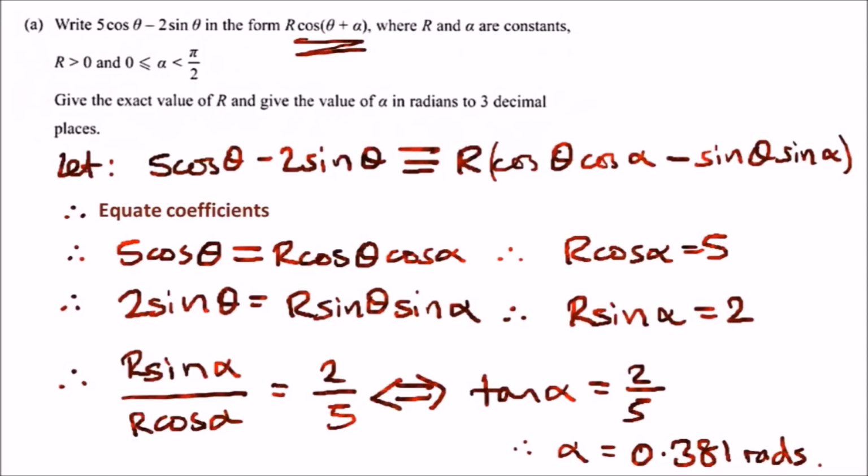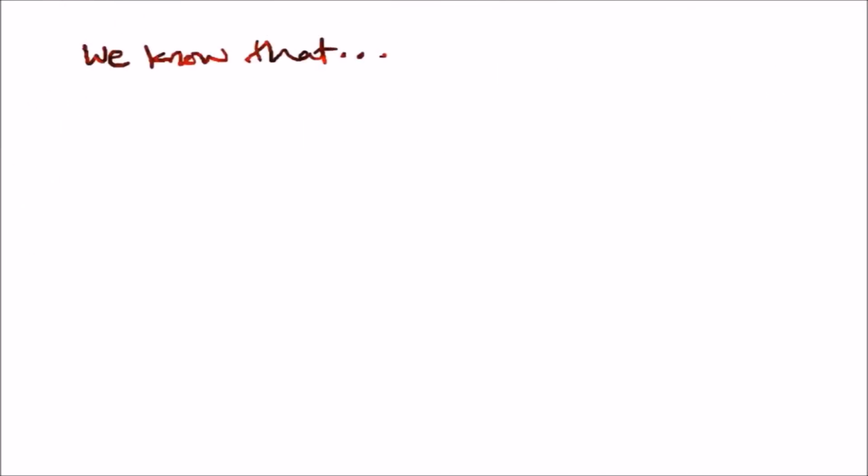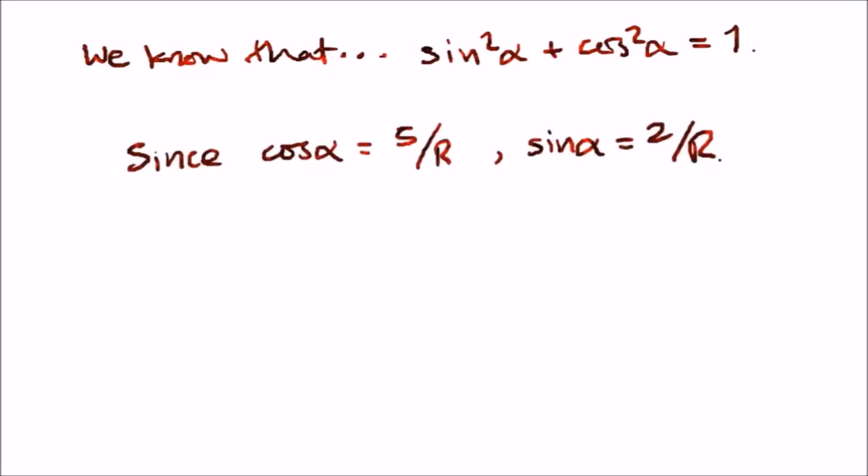For r, there are two ways, but in this case we're going to use a trigonometric identity. We know that sine squared alpha plus cos squared alpha always equals 1. Since cos alpha equals 5 over r and sine alpha equals 2 over r, we can just pop in the values. Sine squared alpha is 2 over r all squared, which gives 4 over r squared, plus cos squared alpha, which is 25 over r squared, and all of that equals 1.